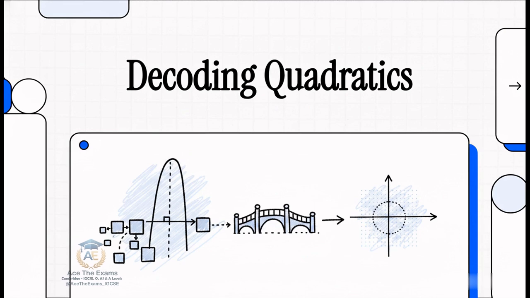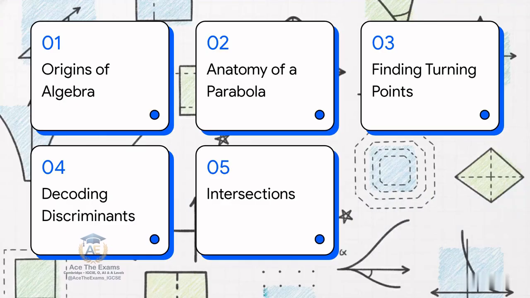All right, let's get into it. Here is our quick roadmap for today's session. We'll start with the origins of modern algebra, move into the anatomy of a parabola, and then master finding the turning point. After that, we'll decode the discriminant and wrap up with intersections and inequalities.